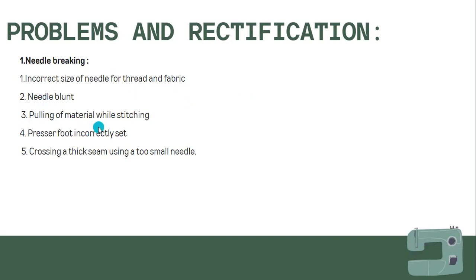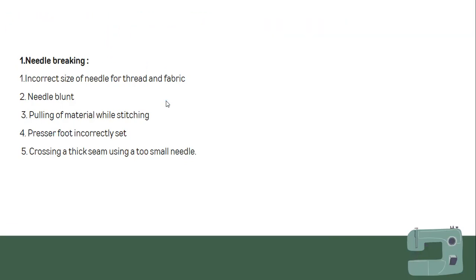Then pulling of material while stitching. Sometimes what happens is you pull the material, so the tension is too high on the fabric, and at that time also the needle can break. Then the presser foot is incorrectly set. Then, for example, you are crossing a very thick seam, where multiple clothes are attached together, like your armhole or any place where a lot of seams are there, and the needle is not very strong, so at that time also the needle can break. Such are the problems with needle breaking.